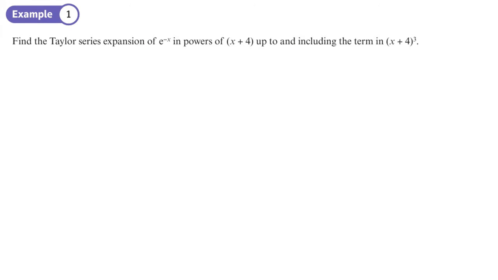Okay, so here we're going to find the Taylor series expansion for e to the minus x, in powers of x plus 4, up to the x plus 4 cubed term. Because it says it needs to be in powers of x plus 4, that needs to appear on the right hand side of the expansion, and that is the second form that we had on the previous slide. In the book they call it form B.